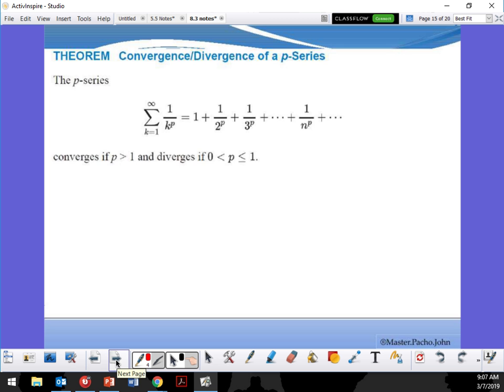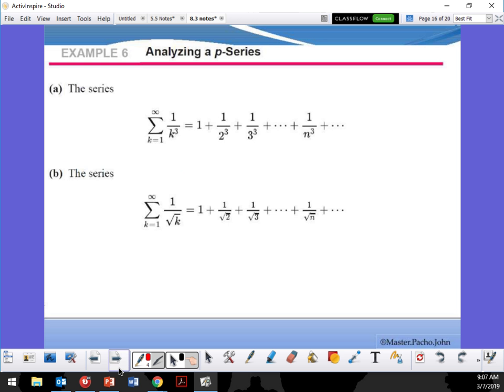So, theorem for this one. The p-series converges if p is greater than 1, and diverges if p is between 0 and 1. Okay? Good. All right. See if you can figure that one out.